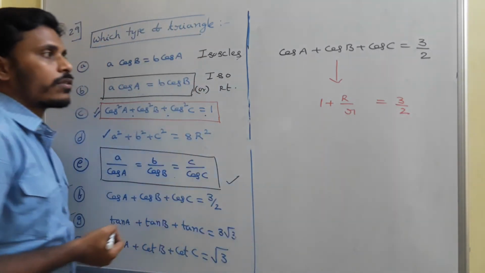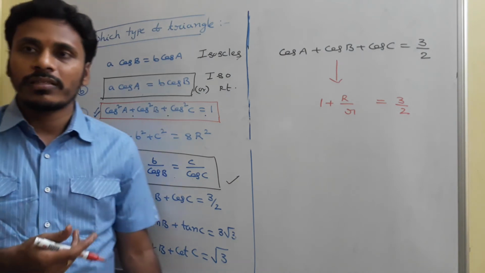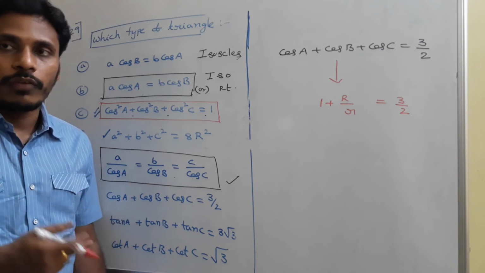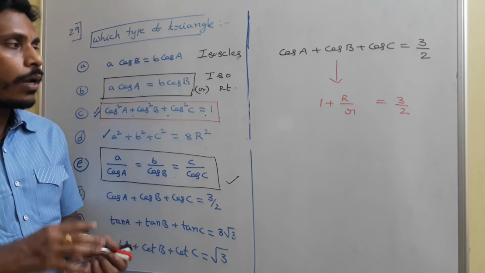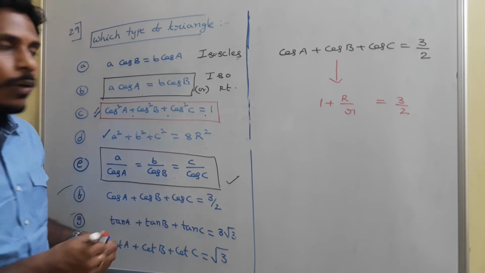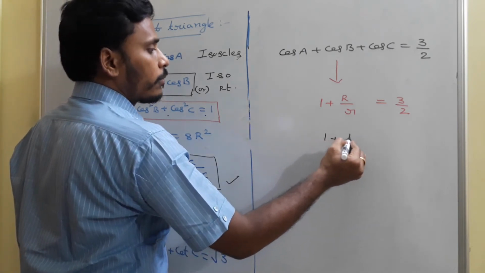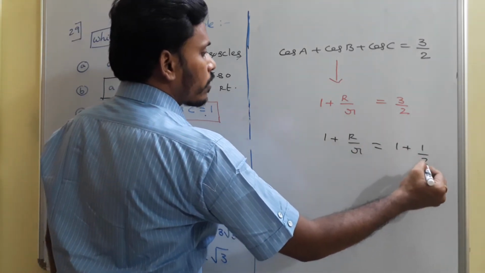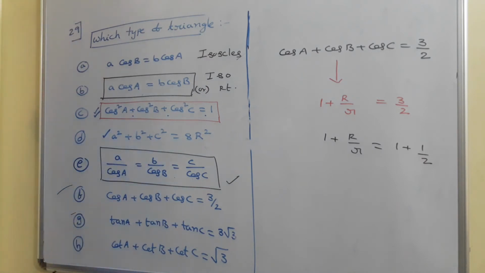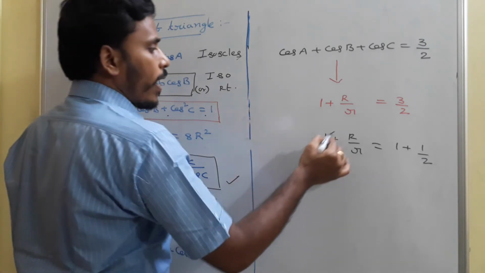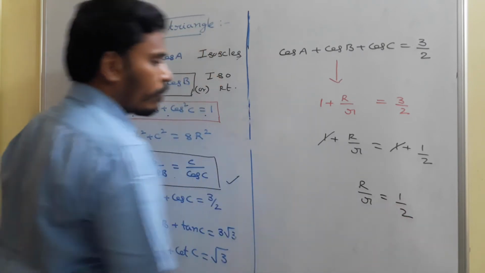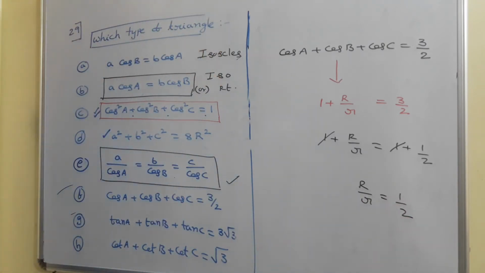Cos A plus cos B plus cos C is nothing but 1 plus capital R by small r. We discussed it in some other point, maybe in the last class, maybe in the 24th or 25th point. I will use that. 1 plus r by R is equal to 3 by 2. Then what to say about it? This is simply nothing but 1 plus 1 by 2. If you cancel out this 1, then you will get that r by R is equal to 1 by 2.